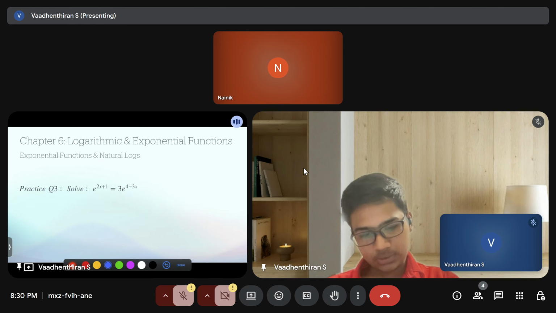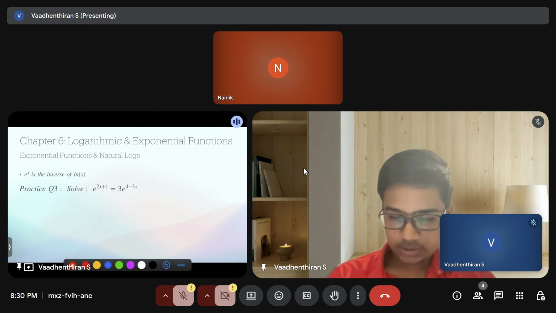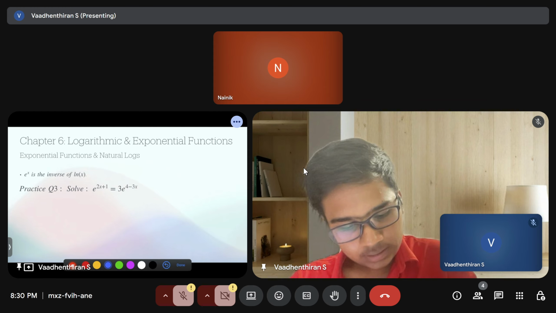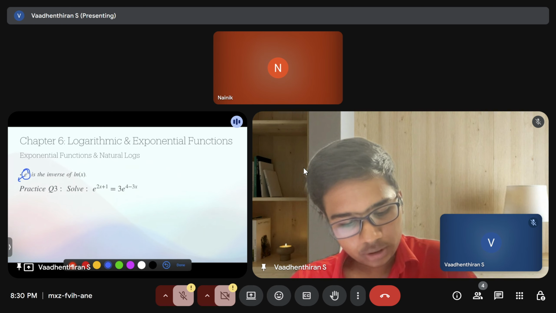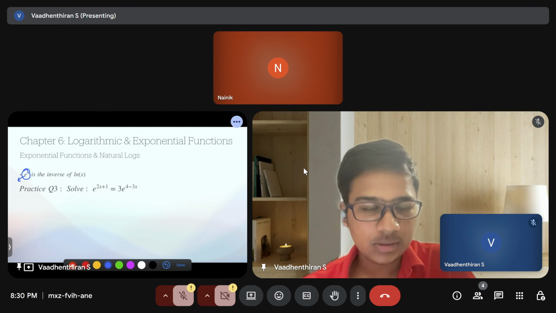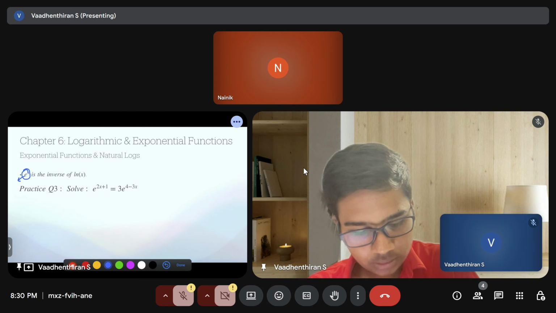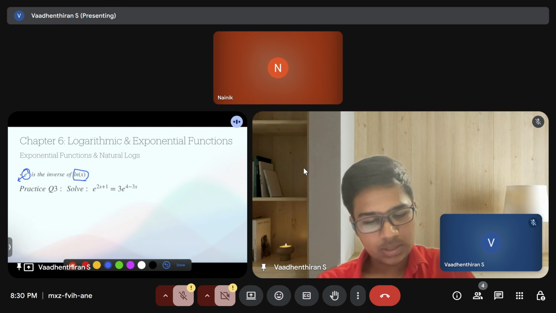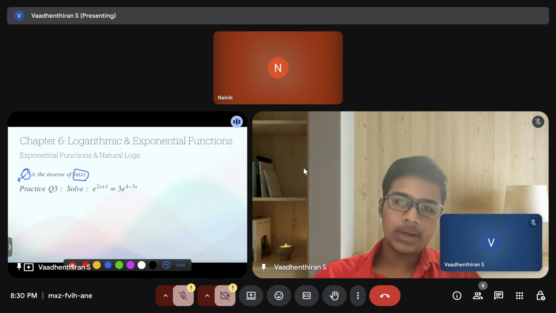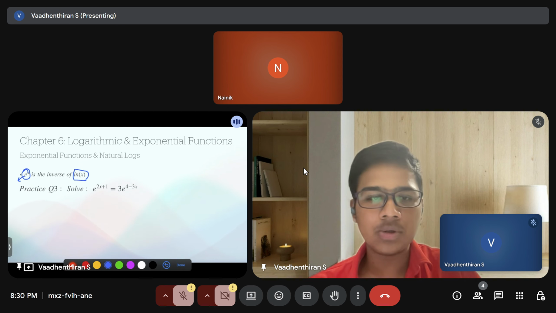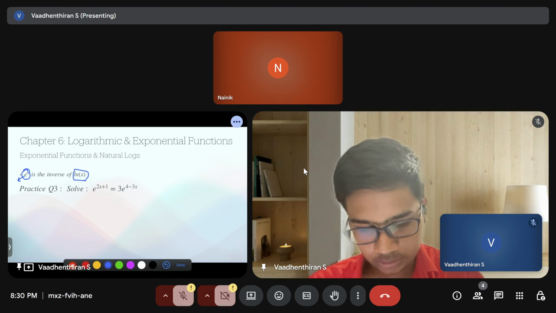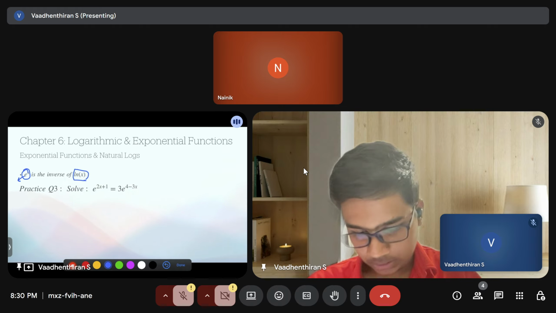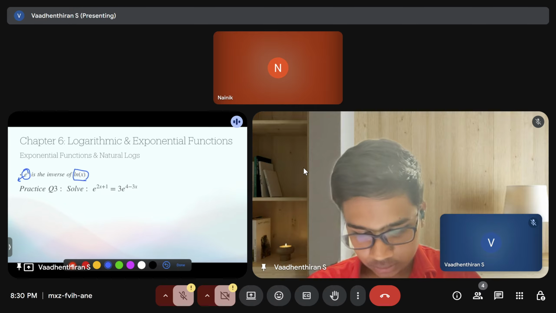Now exponential functions and natural logs. An exponential function is e, Euler's number, raised to the power x, and it is the inverse of ln x. So these two are inverses: ln x is the inverse of e to the power x, and e to the power x is the inverse of ln x. You understood that topic, right? Yeah. Then you can give a try at this question.